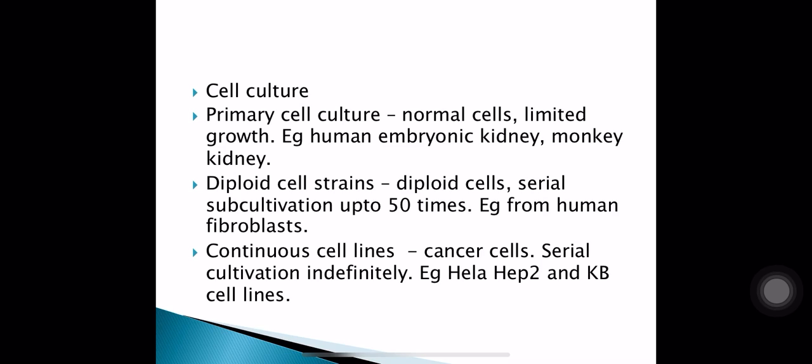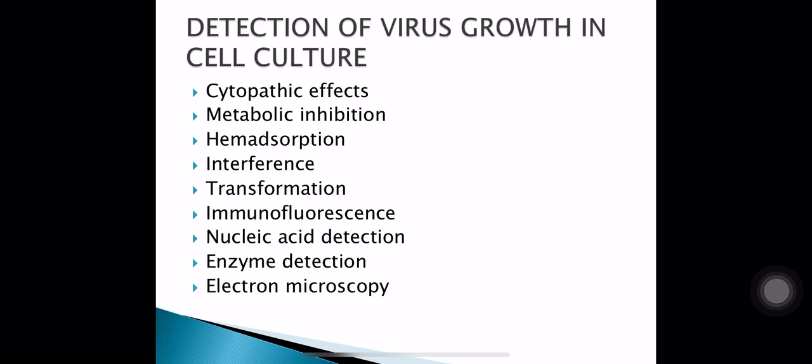Example, from human fibroblast. Then comes continuous cell lines. Example, cancer cells. Cancer cells can multiply indefinitely, so serial cultivation can be done on and on. Example, HeLa cells, Hep2 cells, and KB cell lines. So 3 methods for cultivation of viruses: animal inoculation, embryonated egg, and tissue culture. In tissue culture, again 3 types: organ culture, explant culture, and cell culture. Then in cell culture, again 3 types: primary cell line, diploid cell lines, and continuous cell lines.